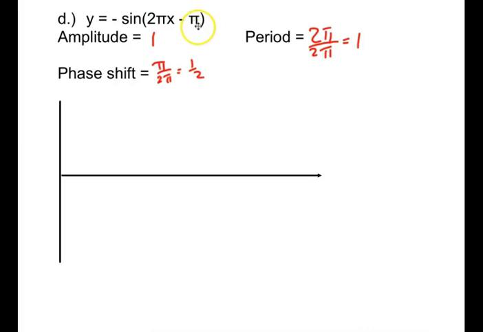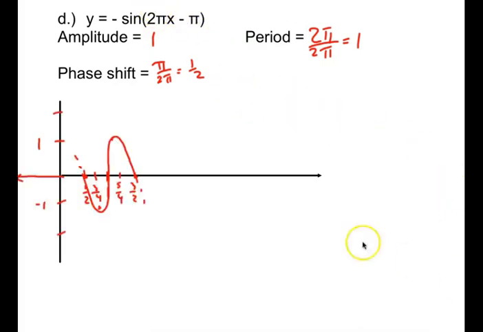And then if I take pi and divide by 2 pi, make sure you change the sign. If this was a plus sign, I'd take negative pi, but it's a minus sign, so I take positive pi. And so pi divided by 2 pi is 1/2. So if I take 2 pi x minus pi and set it between 0 and 2 pi, I'm going to get endpoint values of 1/2 and 3/2.